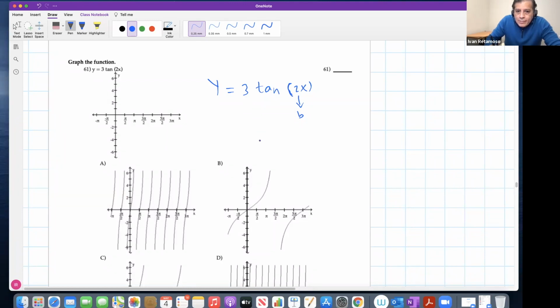Amplitude: tangent doesn't have an amplitude, right? It doesn't have an upper bound or a lower bound, but it has a period. And the period is pi over b. B in this case is 2. So the period is pi over 2.